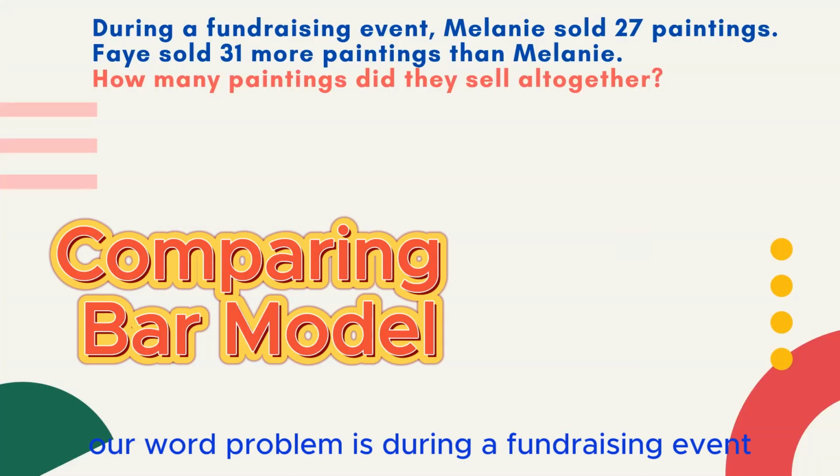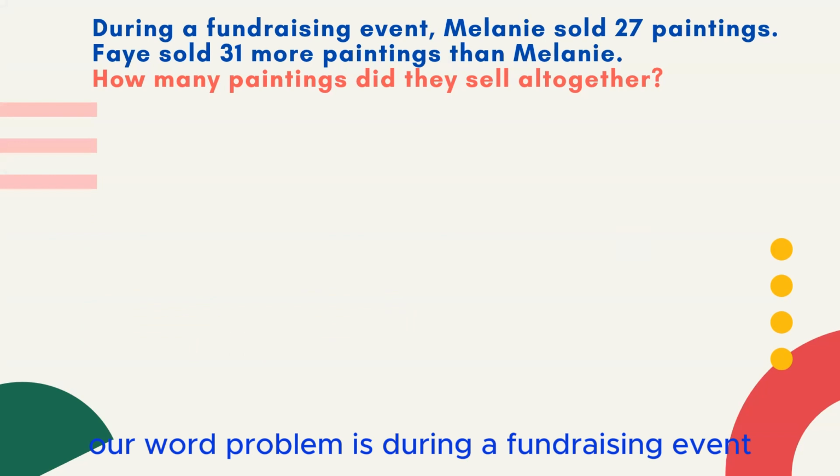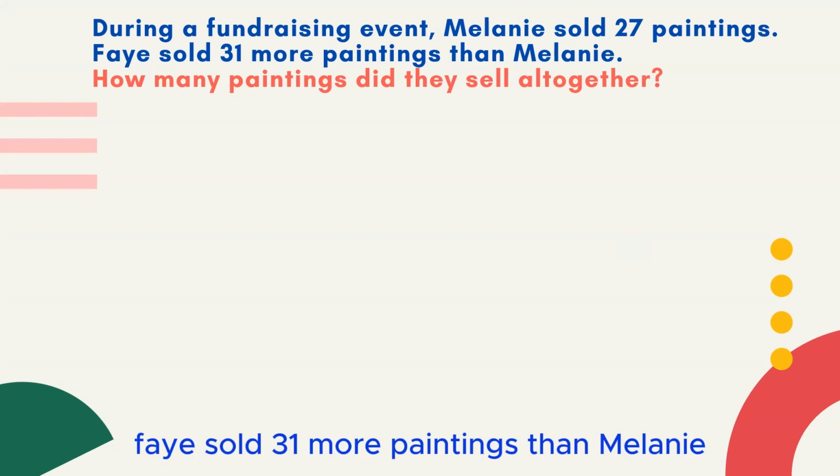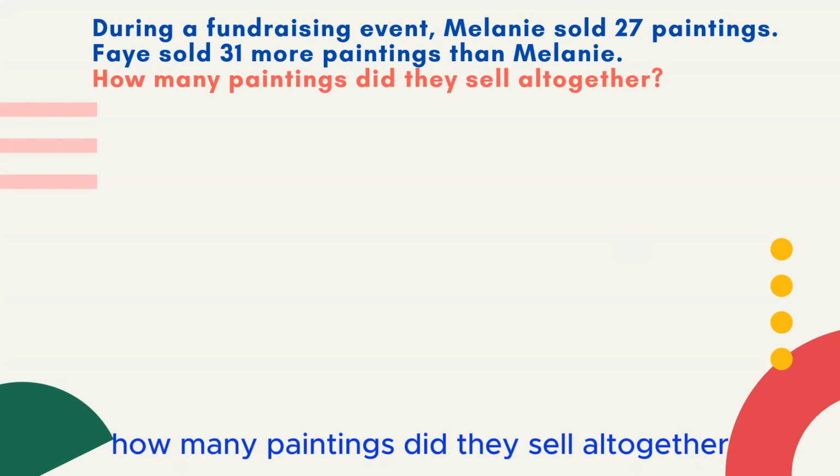We have a word problem, and we will be using bar modeling to solve this problem. Let's begin. Our word problem is, during a fundraising event, Melanie sold 27 paintings. Faye sold 31 more paintings than Melanie. How many paintings did they sell altogether?